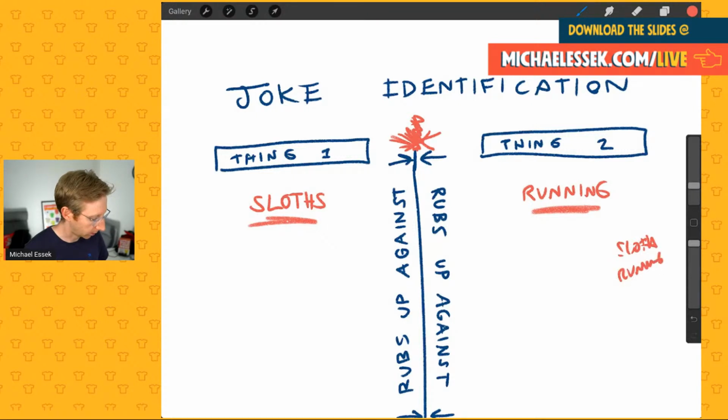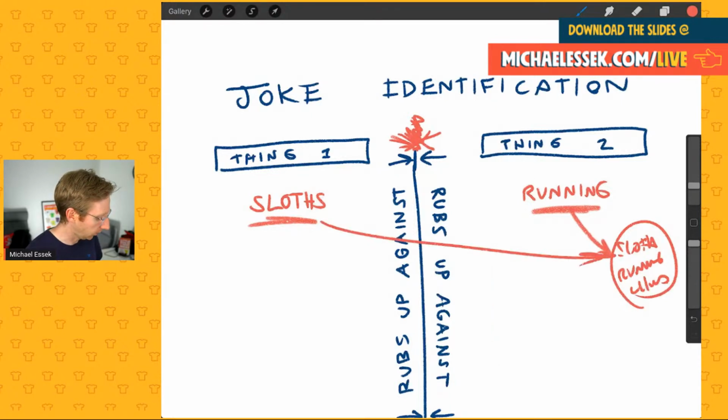Sloth running club. So that's an example of a joke that is the result of running and sloths, which are two things that don't really go together. So when you put them together, it creates this conflict in people's heads. They're like, oh, sloths are slow and sloths are lazy, and running is active and fit and it requires energy. And you put them together and it's like, oh, that's funny because they don't fit together. So that's how jokes come to be.